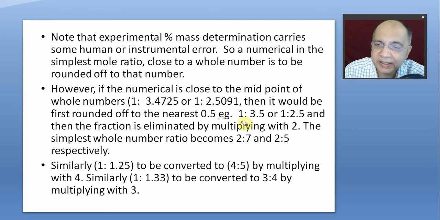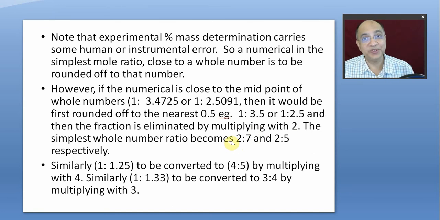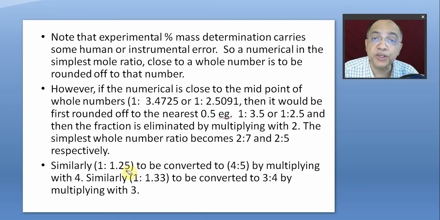So you multiply the whole ratio by 2, so that it will be 2 is to 7 in this case, and in this case it will be 2 is to 5. So this is the simplest whole number ratio, and that is nothing but the empirical formula. Supposing the compound has the elements A and B, it will be A2B7. That is the simplest whole number ratio. Similarly, if you find some digit is close to 1.25, say 1.2 something, it will be rounded off to the nearest point 25.